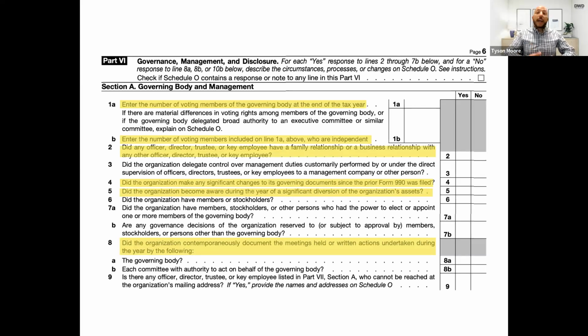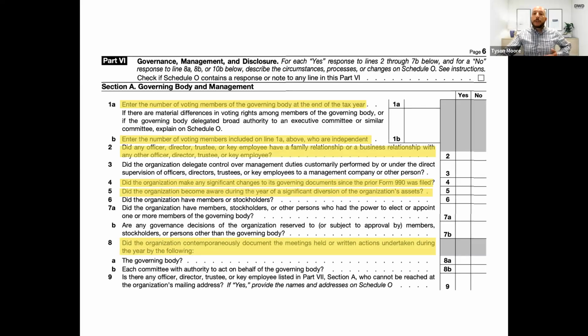So it is okay to have these relationships on your board, but it is better if they're more independent of each other. And so if you do answer this question yes, you need to explain the relationship. For the explanation, we don't really need to get into too much detail here. We can just say that individual A and individual B have a family relationship or a business relationship. We don't really need to get into more detail than that here.